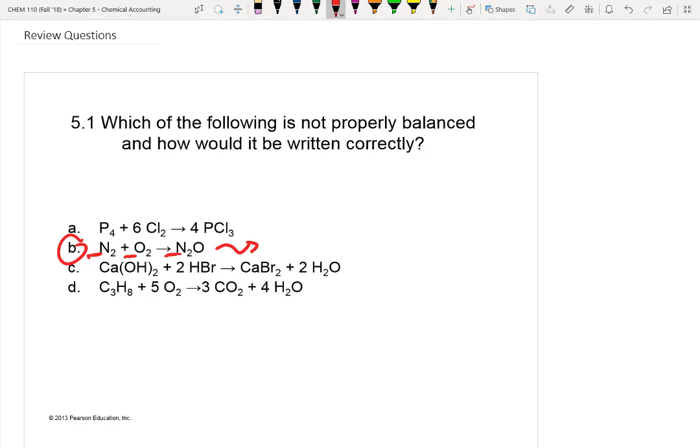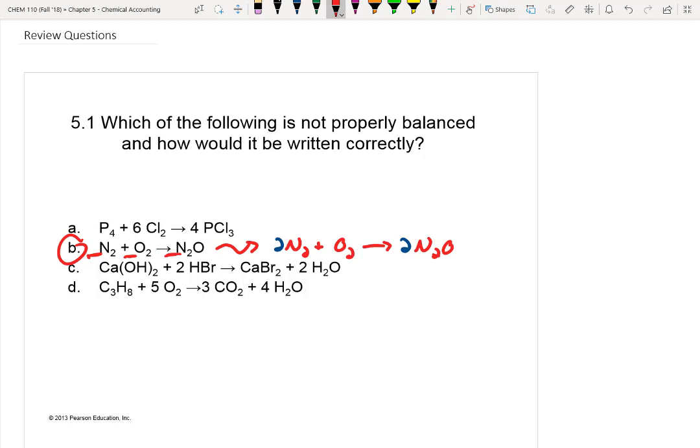Yeah, so let's try that. So you recommended putting a 2 in front of our dinitrogen plus our oxygen, and then you said put a 2 in front of the N2O. And what is N2O, just so we can name it? Dinitrogen monoxide, according to our naming system.